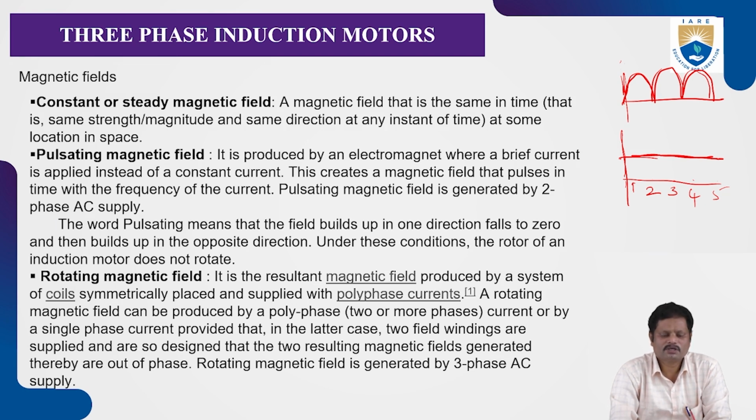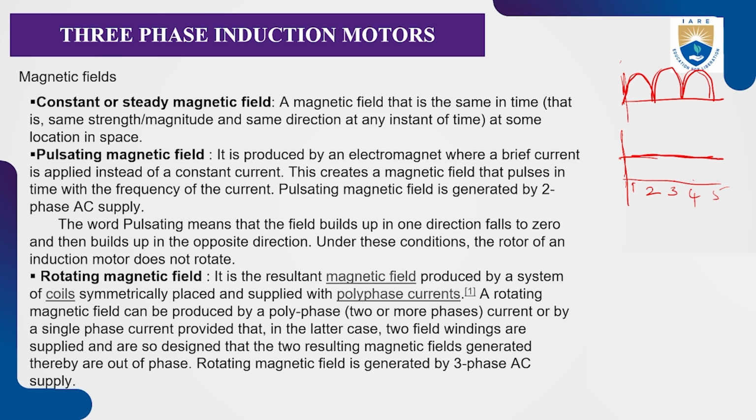Depending upon the supply, single phase and polyphase, with two or more phases, are called polyphase motors. A rotating magnetic field can be produced by a polyphase current or by a single phase current. Two field windings are supplied and so designed that the two resulting magnetic fields generated are out of phase. Whenever a three phase AC supply is given to the stator, it is a singly fed machine.